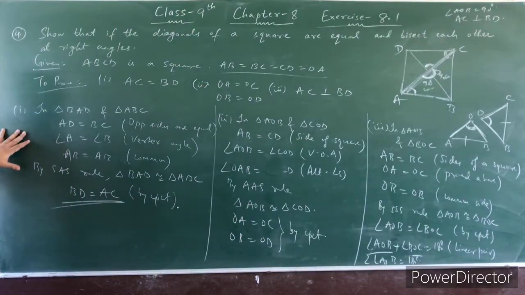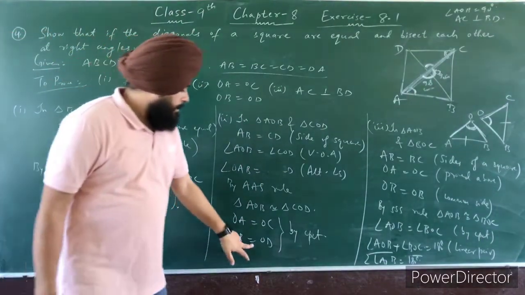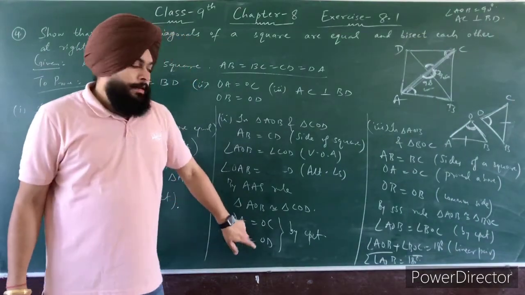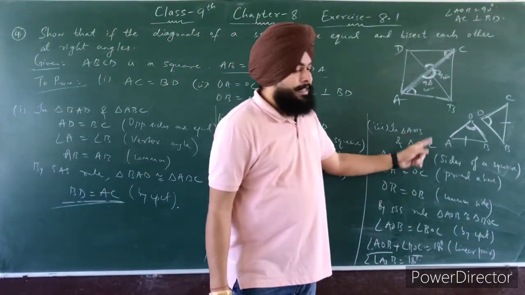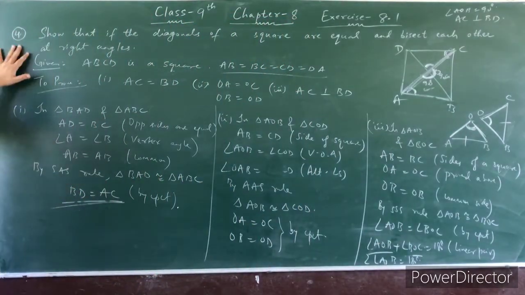So there are 3 parts. For the first part we proved diagonals are equal. In the second one we proved they bisect each other, and the third one we proved that they bisect at right angle also. Clear? So this is your question number 4. Thank you.